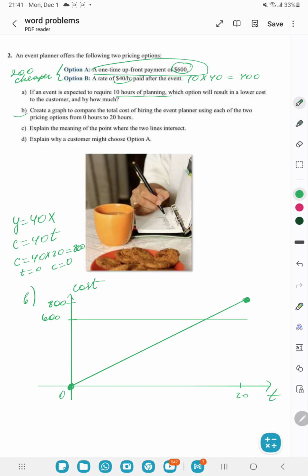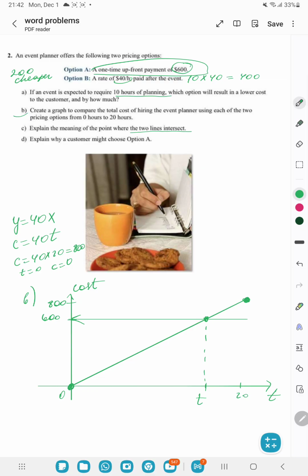Explain the meaning of the point where the two lines intersect. This is the point where they have the same value, 600, at the same time. So for this t value, both of the options give us the same cost.